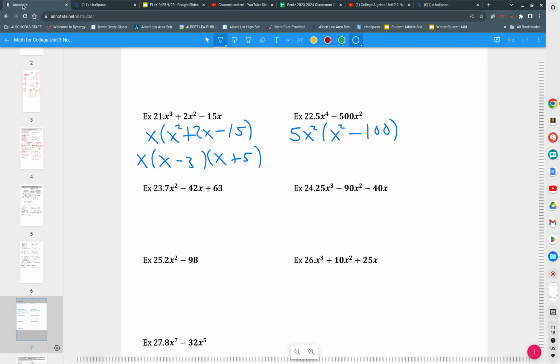5x squared times, this is the difference of two squares, x plus 10, x minus 10.